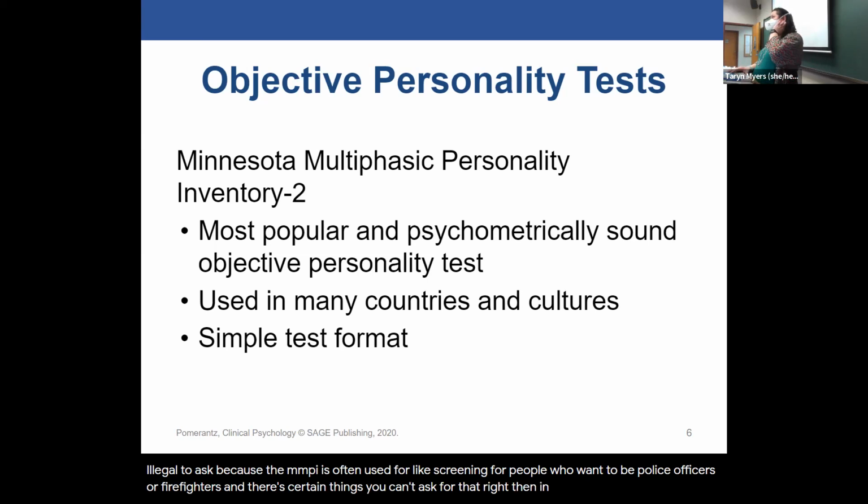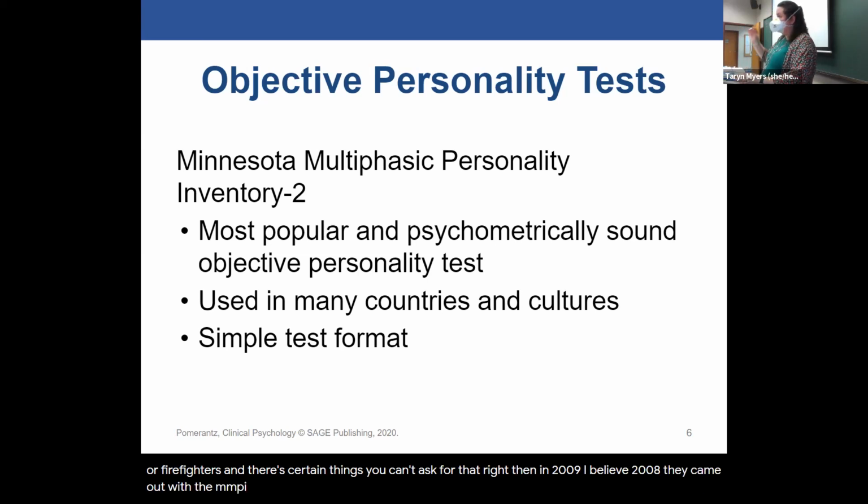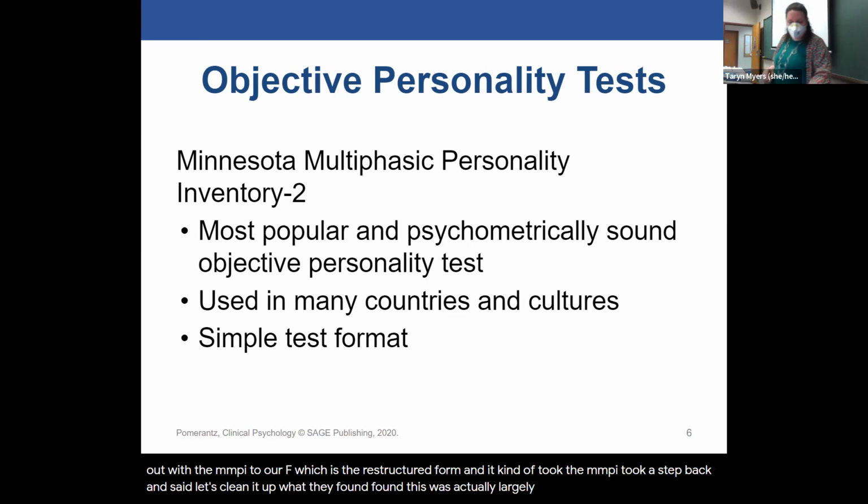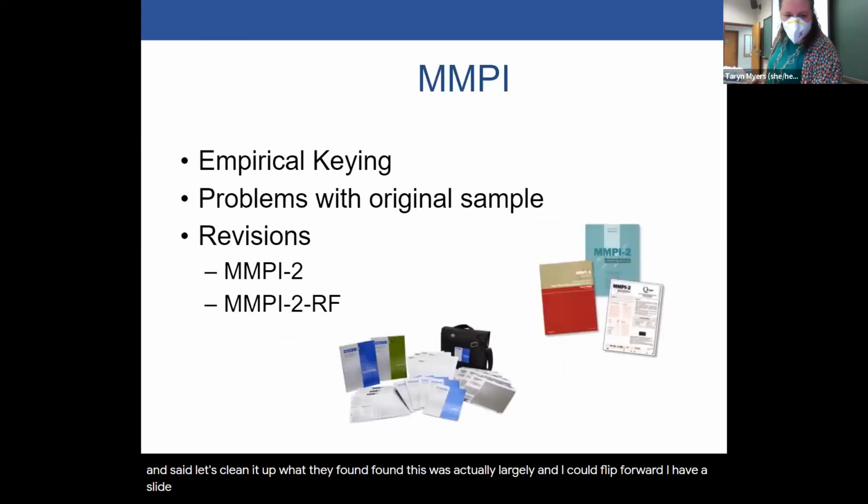Then in 2008 or 2009, I believe, they came out with the MMPI-2-RF, which is the restructured form. It took a step back and said, let's clean it up. What they found, and this was actually largely, and I could flip forward, I have a slide with him.